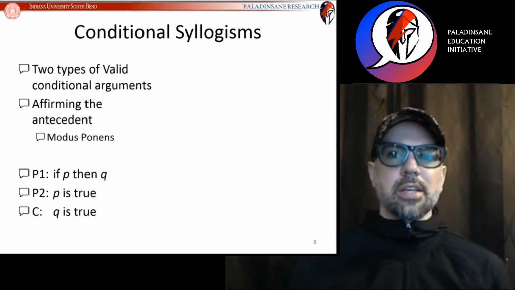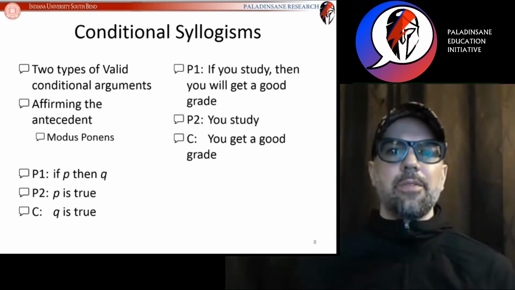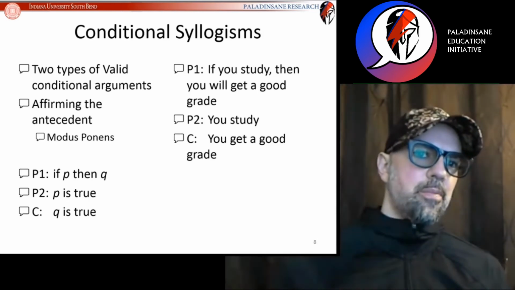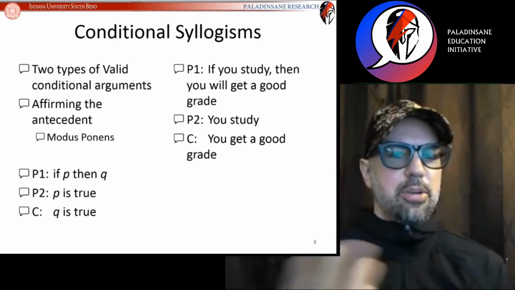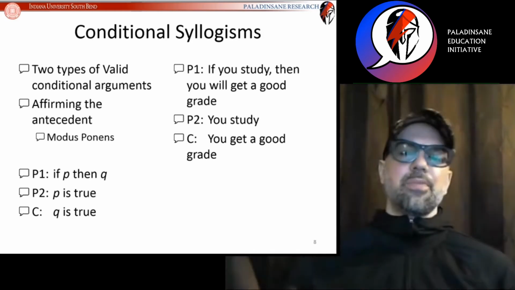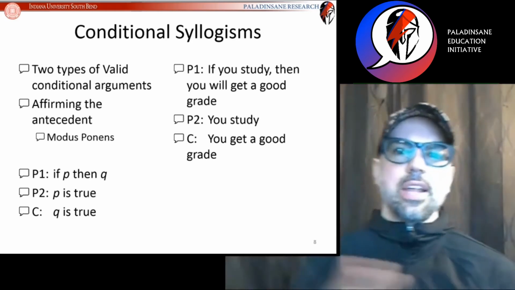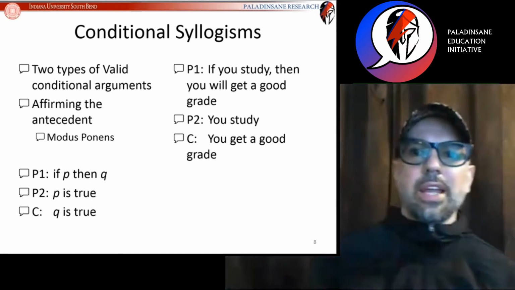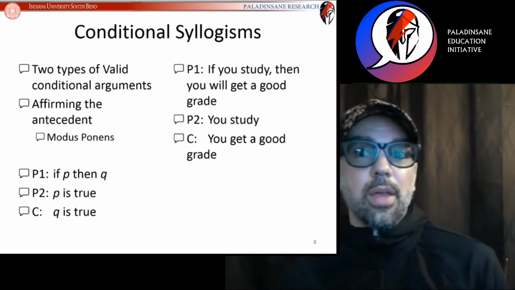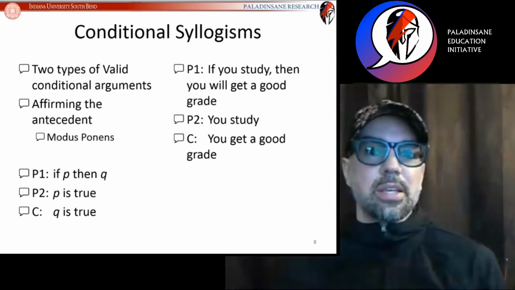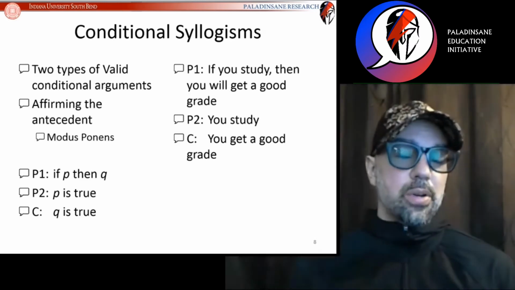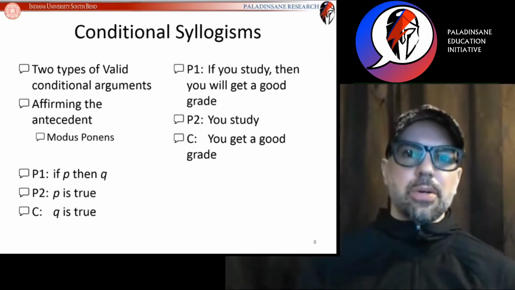Let's put a little context on it. So premise number one, if you study, then you will get a good grade. Now, if you're a critical thinker, you have probably already objected in your mind to premise number one. You have probably already thought to yourself, whoa, there are so many examples of where you can study and you don't get a good grade. Maybe you study and the exam was just way too difficult. Maybe you study, but you studied the wrong thing. Maybe you studied, but then you didn't get a good night's sleep. There are so many ways that premise number one could be false. And that's true, and that's a good way to think about it if we were doing critical thinking.